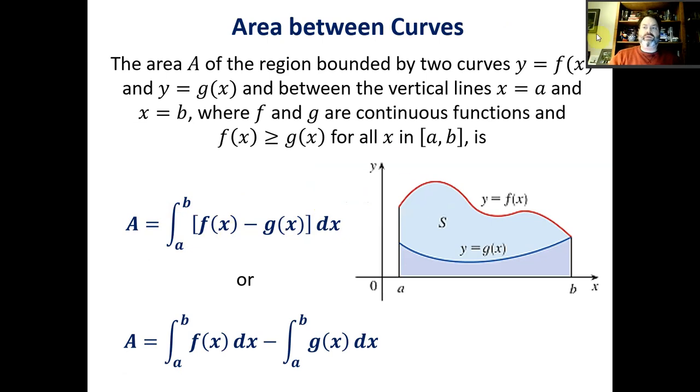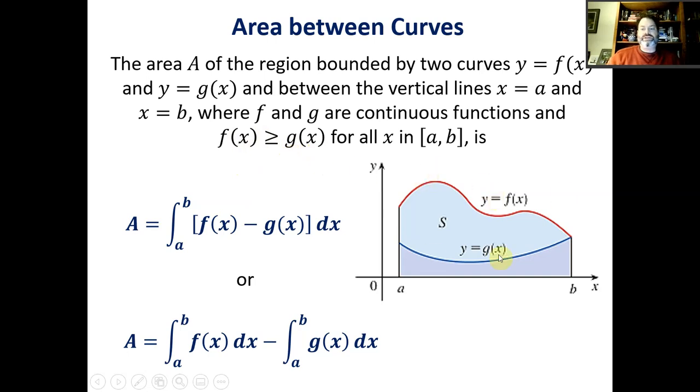So this is the formula for the areas between curves. Notice here there's a vertical line on the left side. Here it's a point. It doesn't matter. But they're not allowed to cross inside the interval. They can touch, they can't cross. They're allowed to be equal, but f of x has to be greater than or equal to.